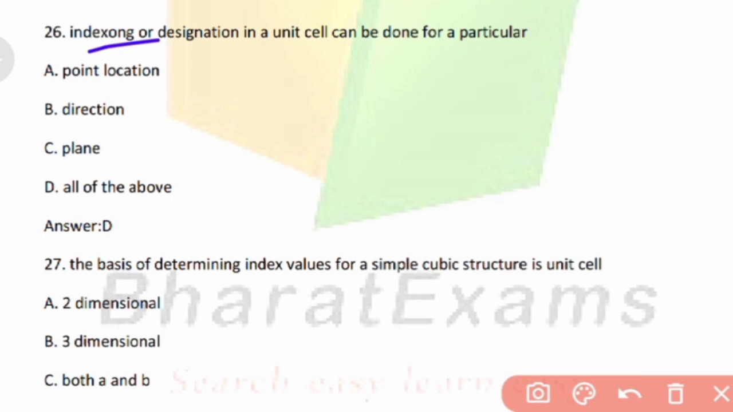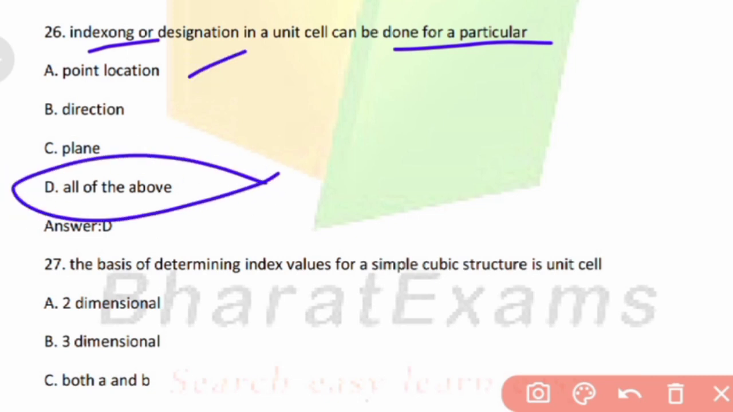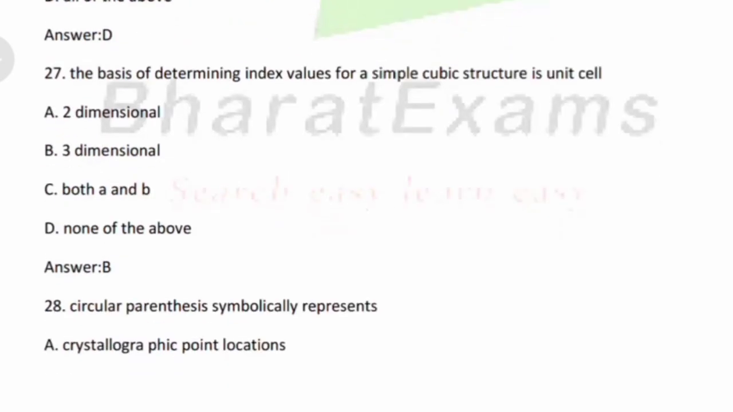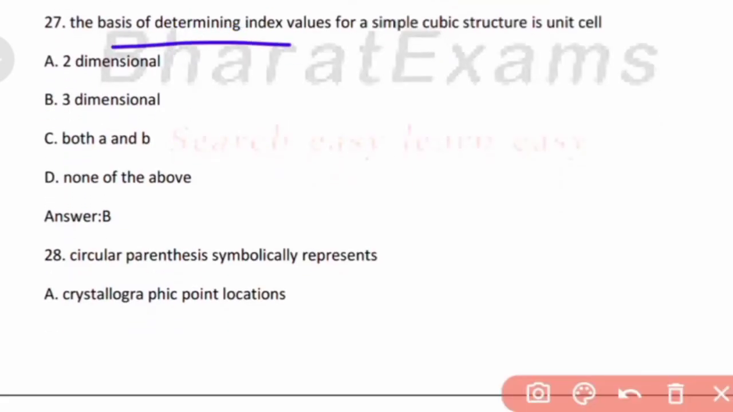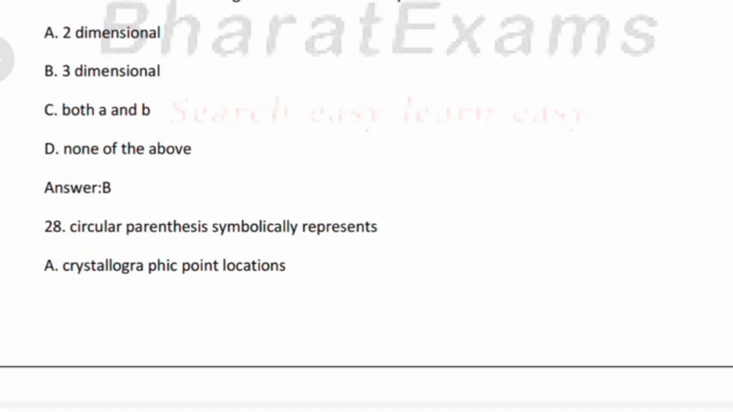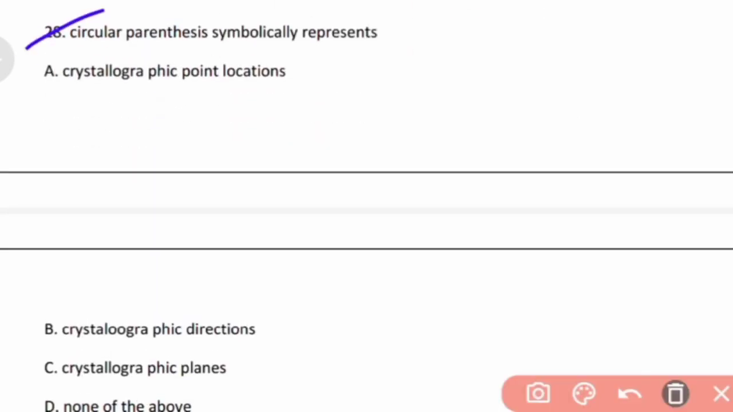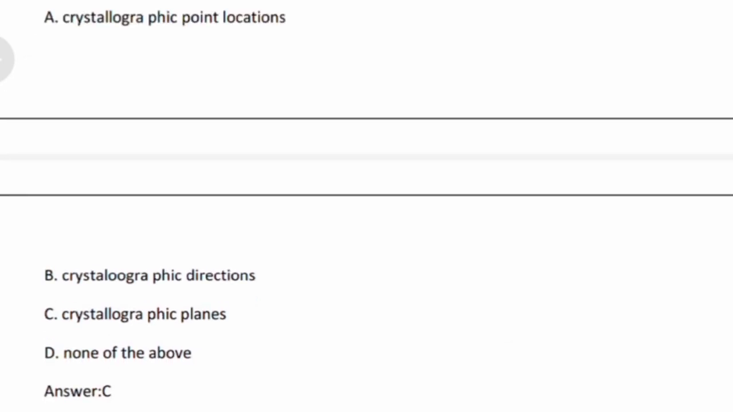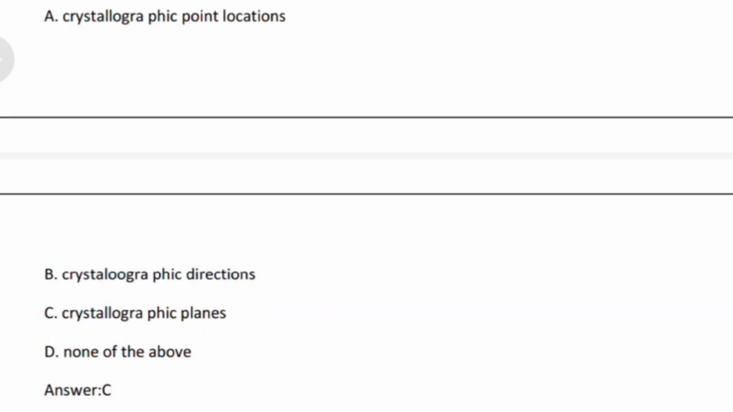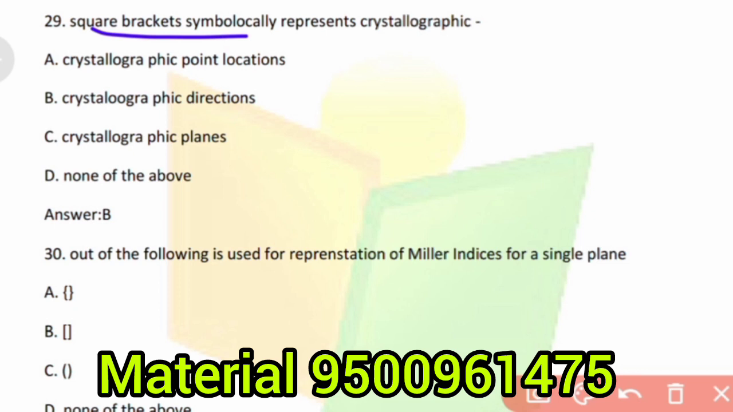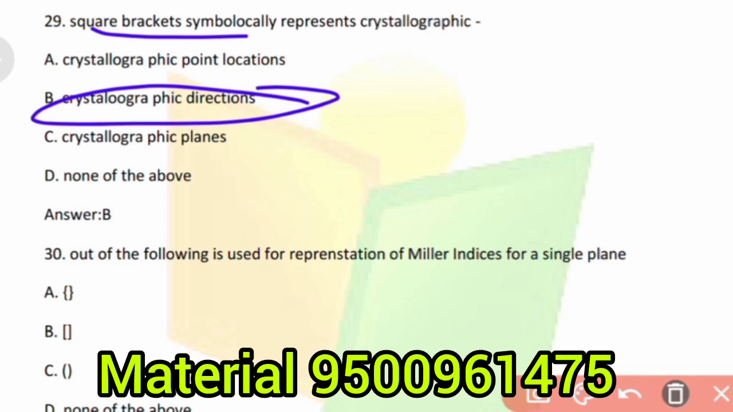Indexing or designation in a unit cell can be done for a particular, all of the above: point, location, direction, plane. The basis of determining index values of a simple cubic structure is the unit cell, three-dimensional. Circular parentheses symbolically represent crystallographic planes. Square brackets symbolically represent crystallographic directions.